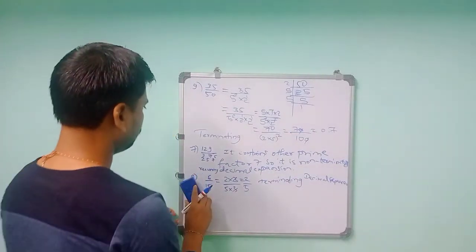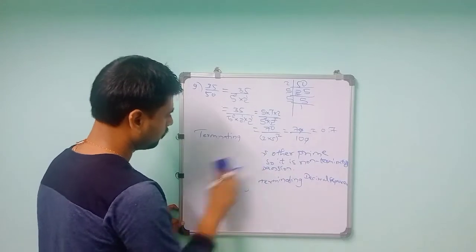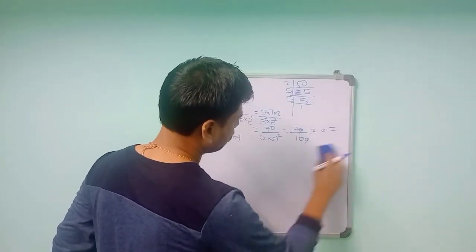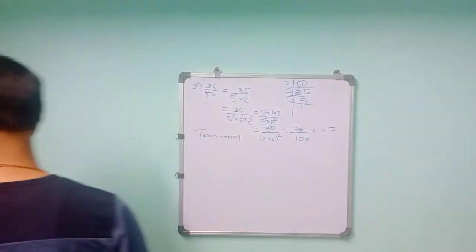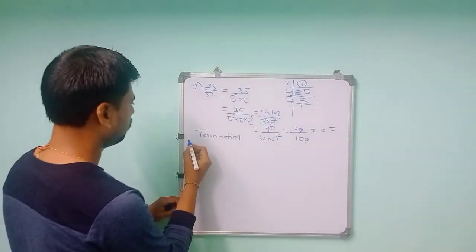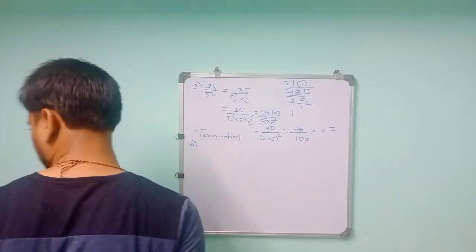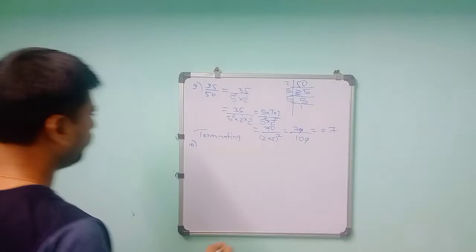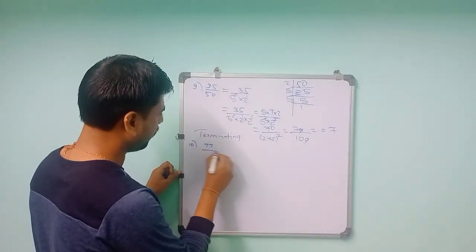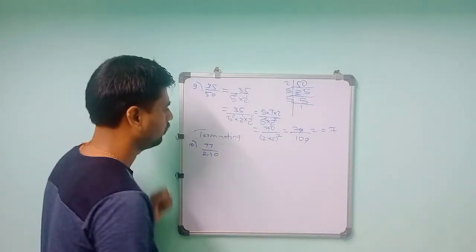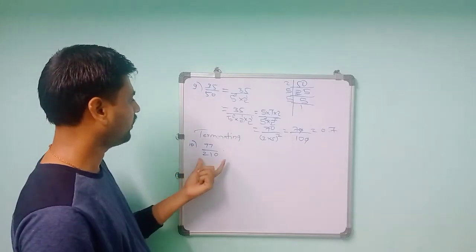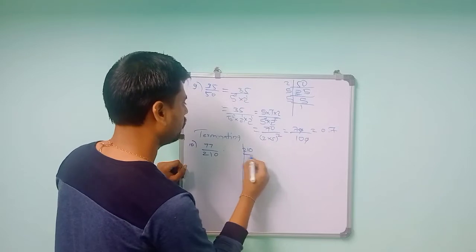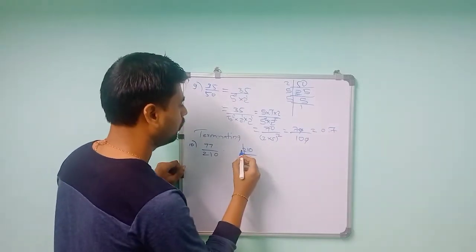Last problem. 77 by 210. So if you don't know the factors, you have to find them like this. 210 is equal to, so for the denominator number you have to do prime factorization.